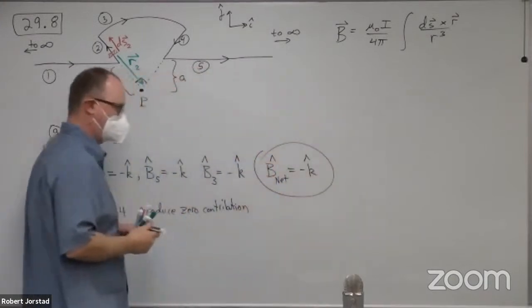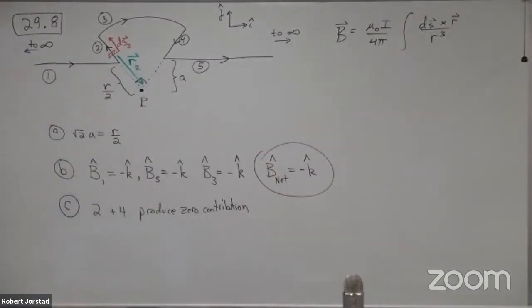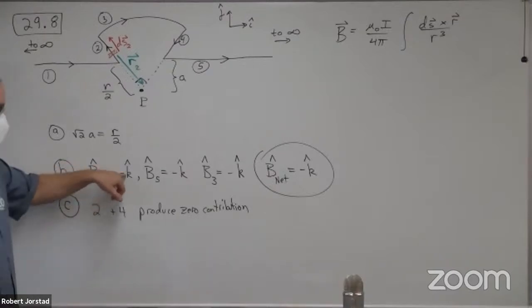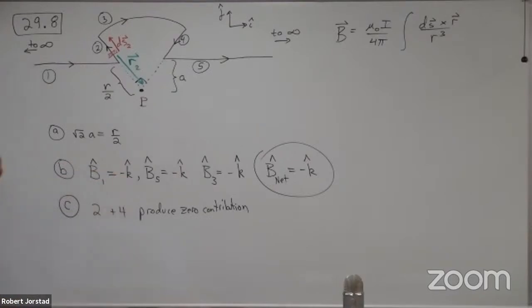We expect the net field direction is in the negative k-hat. Isn't that hat vector kind of nice to save you a lot of writing? You don't have to say the direction of B1, the direction of B5. That's what this sentence means. The direction of B1 is into the page. Just less writing.